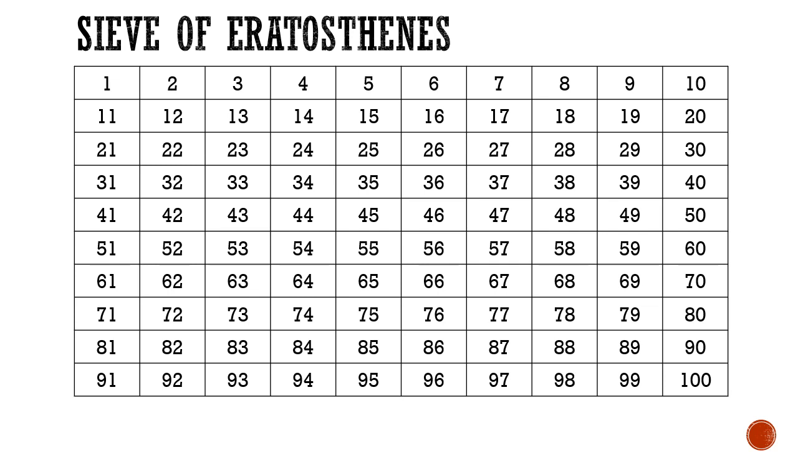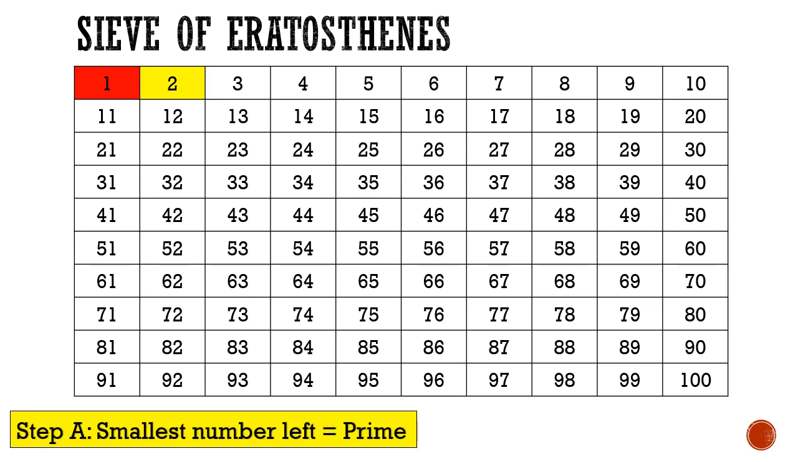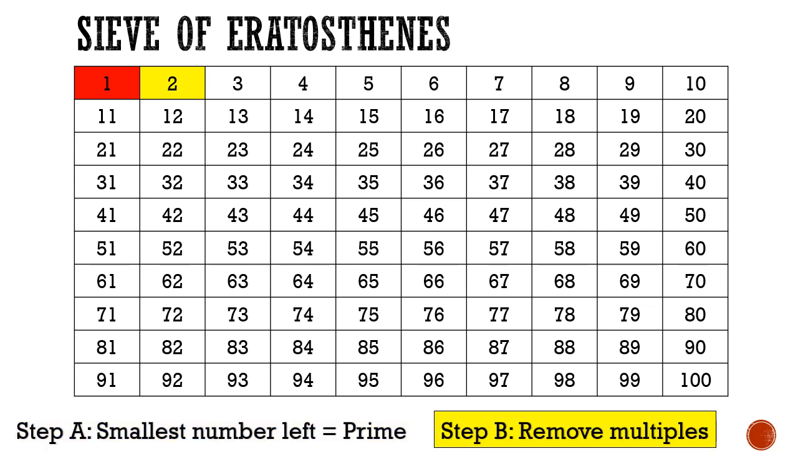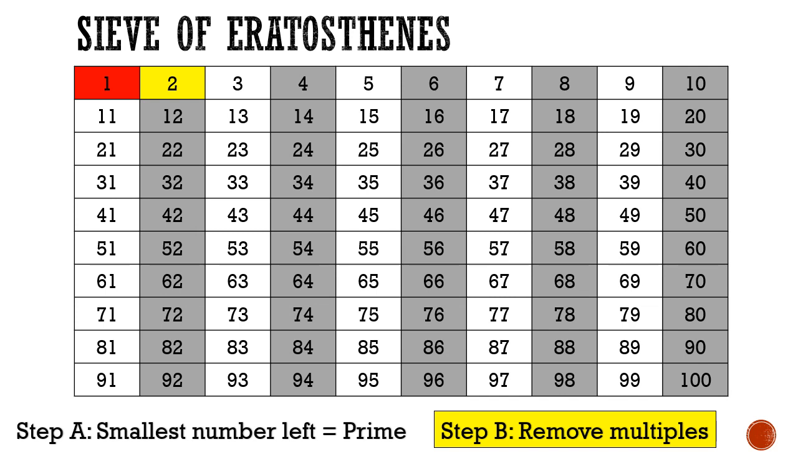You start off by removing the number 1. Then we're going to alternate between 2 steps until every square is colored. Step A is we color in yellow the smallest available number to indicate that it is prime. So, 2 here is a prime number. Next, step B, we're going to remove all the multiples of the prime that we've just found. So, we're going to remove all the multiples of 2. You can see that I've grayed out all the even numbers.